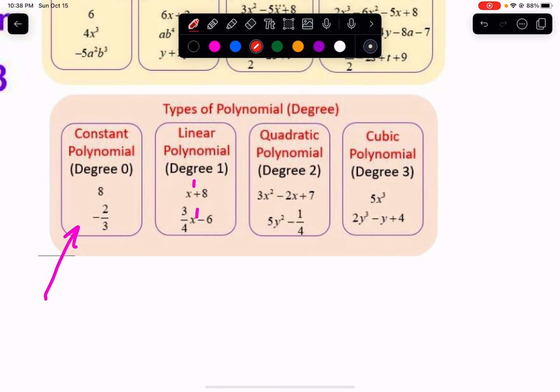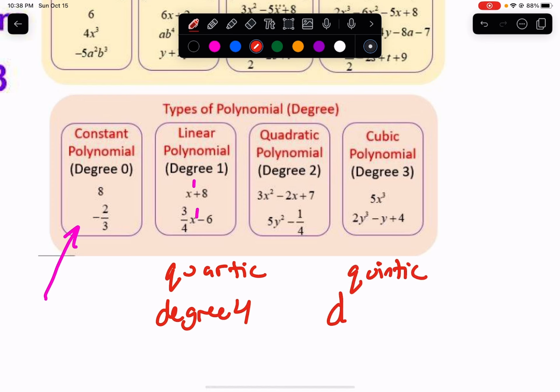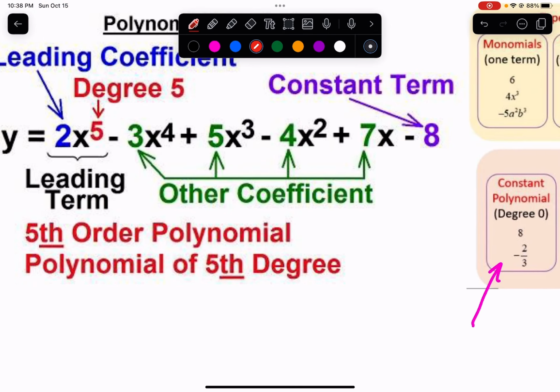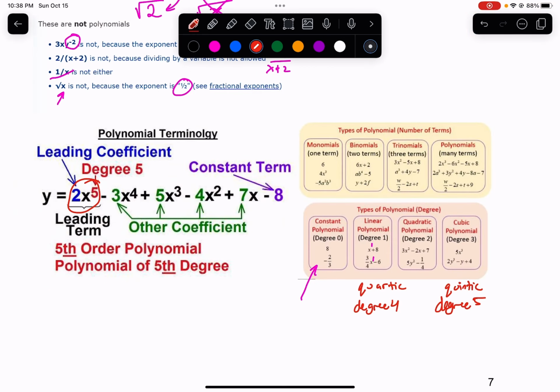If we have a quartic polynomial, that's a degree 4, and a quintic polynomial is a degree 5. This one here would be considered a quintic polynomial because it's a degree 5, right? And it has 1, 2, 3, 4, 5, 6 terms. So we would just classify that as a polynomial.